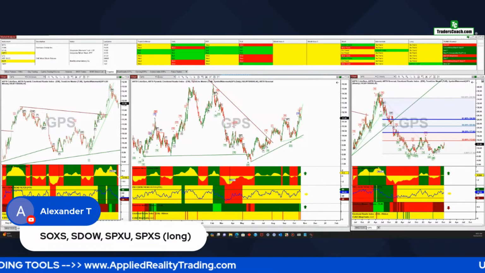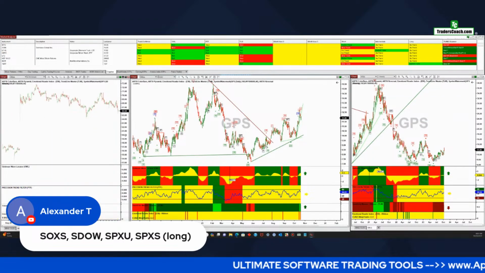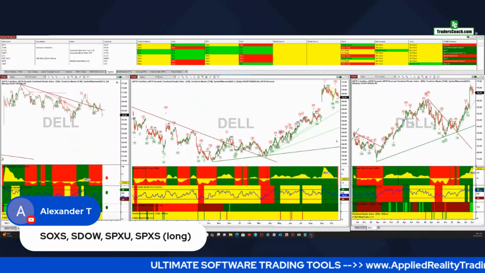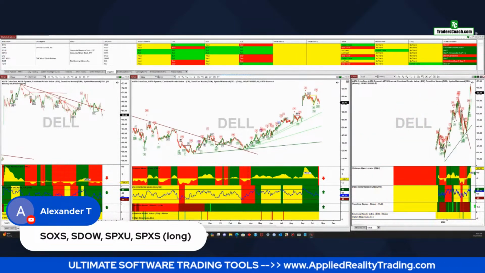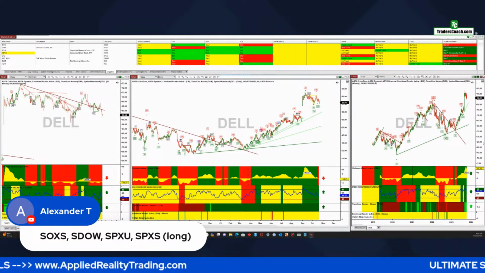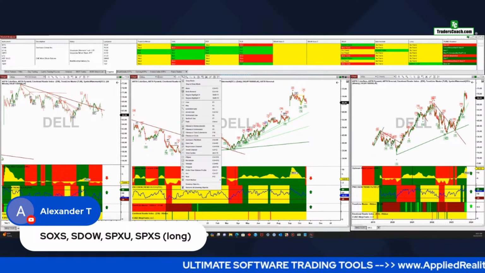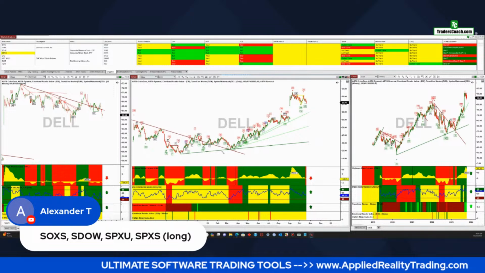All right, Dell. Boy, I haven't looked at Dell in a long time either. All right, let's see Dell here. So it had a good run up on there. And now we got red owl on the daily chart with the green PTF. So it may be going into a 4 here. Let's just take a look and see.